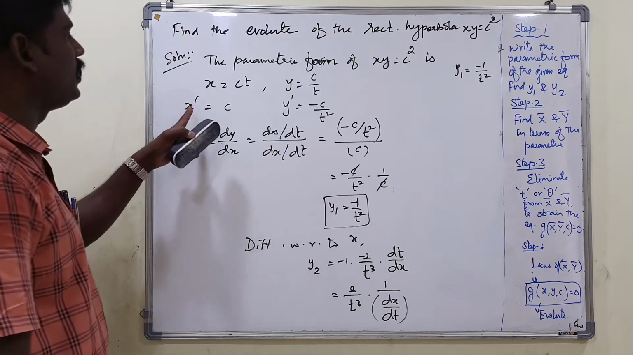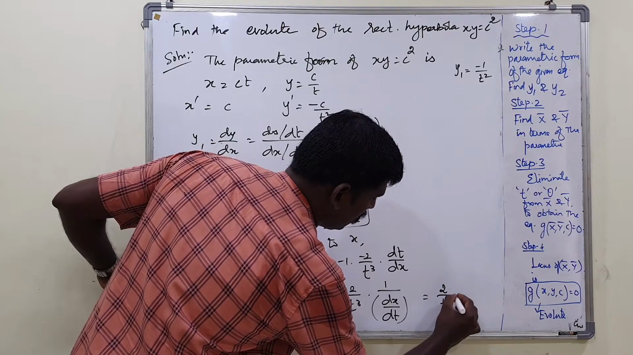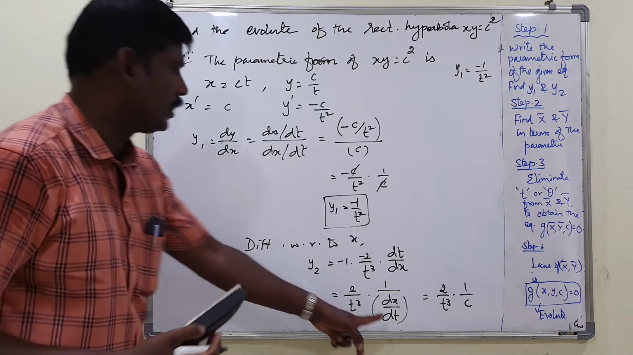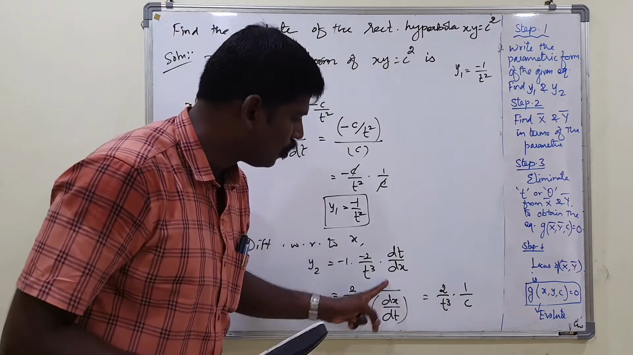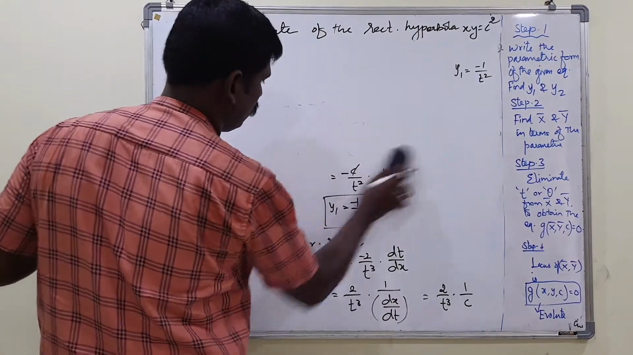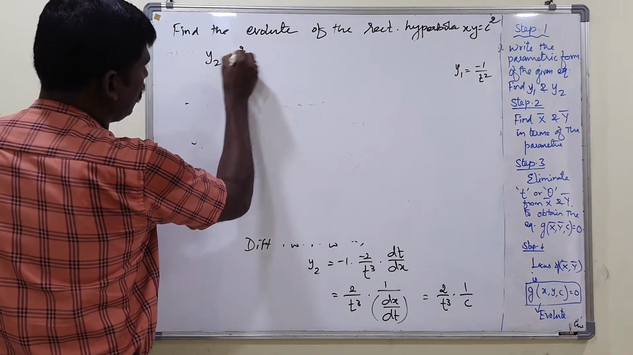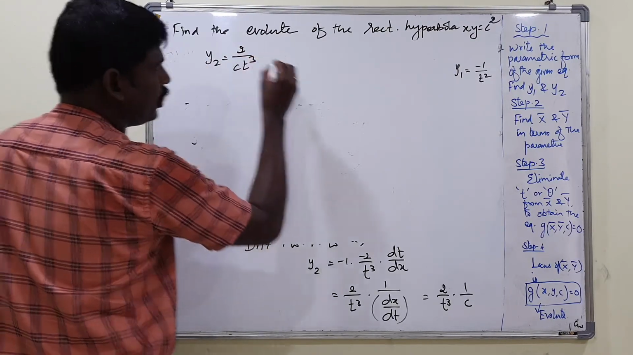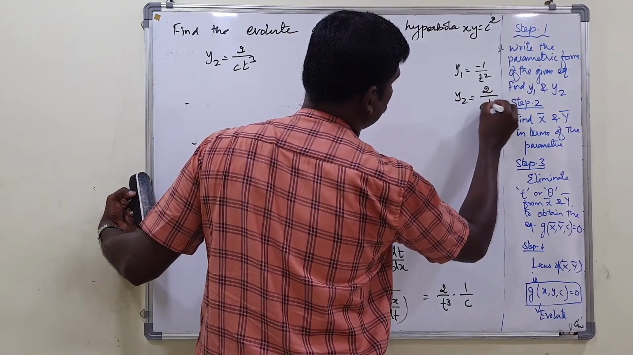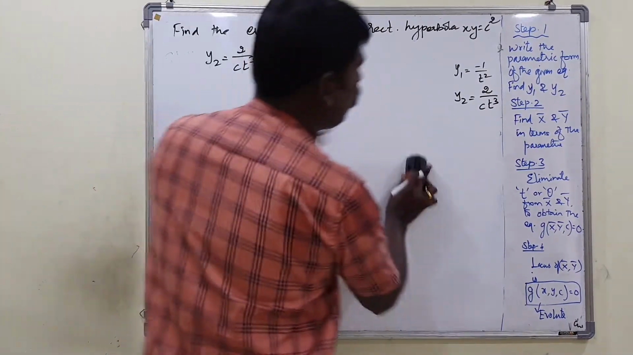It is nothing but x dash. What is x dash? x dash is c. So that is equal to 2 by t cube into 1 by c, isn't it? 1 by x dash. What is the value of x dash? x dash is c. So 1 by c. So what is y2? y2 is equal to 2 by c into t cube. So I found y1 and y2.